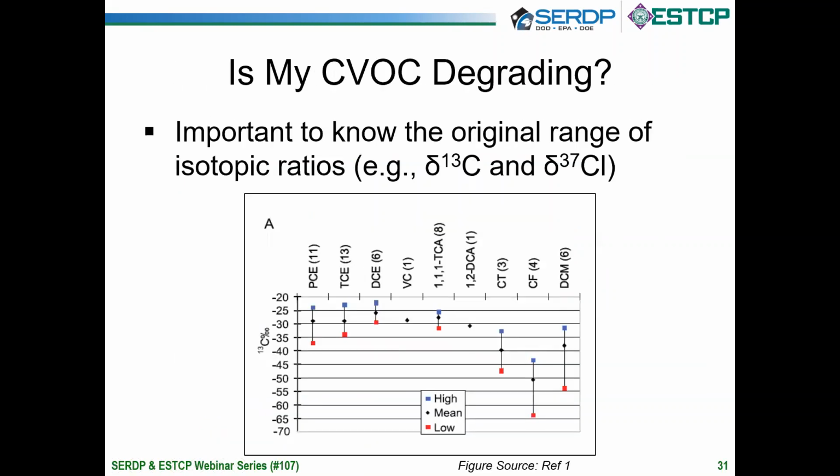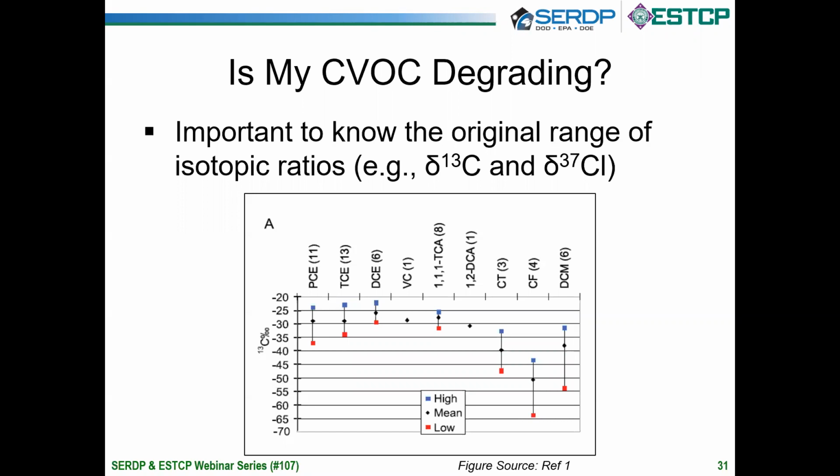Now, another thing that's important, if you do enough of this, there are times when you get a snapshot in time, and you're trying to interpret data from several wells that were just taken as a snapshot and get some understanding about what's going on. But one thing that's extremely useful is knowing what the original isotopic ratios were for some of these solvents.